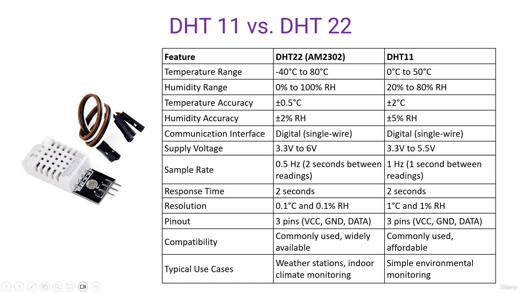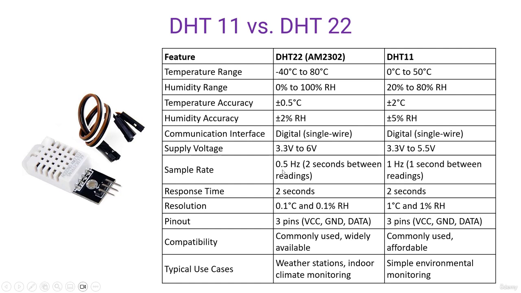Now, communication interface. The DHT22 and DHT11, remember, give digital output. We get digital output from this sensor. So do not connect the output from DHT22 or DHT11 to an analog input pin of Arduino. Instead, we need to connect this pin to a digital input. Supply voltage, we can supply 3.3 volt to 6 volt for DHT22, and for DHT11, it is 3.3 to 5.5.